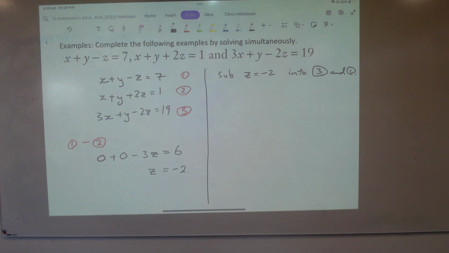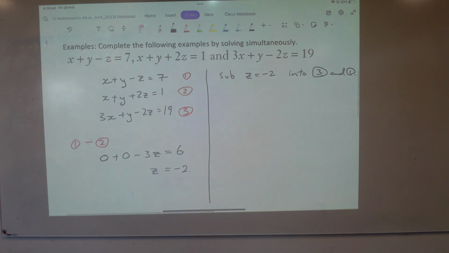So here we go. Into equation 1, we get x plus y minus minus 2 equals 7. So that gives me x plus y equals 5, and I'll label that equation number 4. Then into number 3, we have 3x plus y minus 2 times minus 2 equals 19. That gives me plus 4, so I subtract the 4: 3x plus y equals 15.